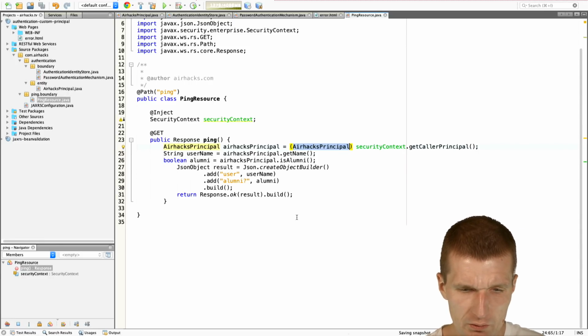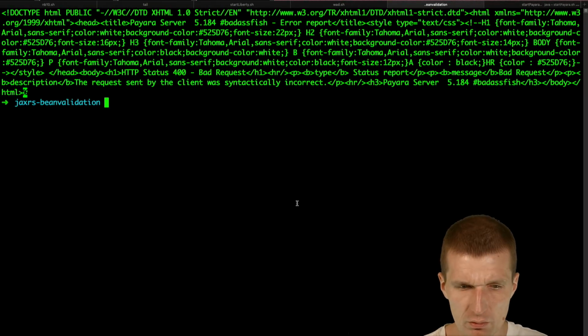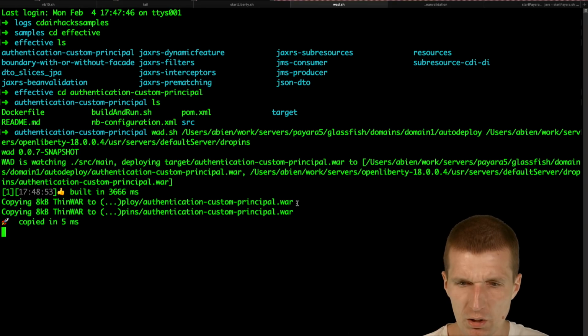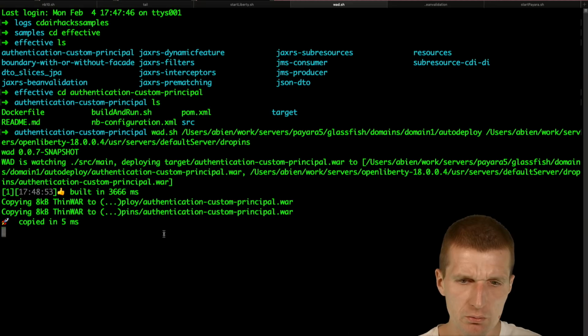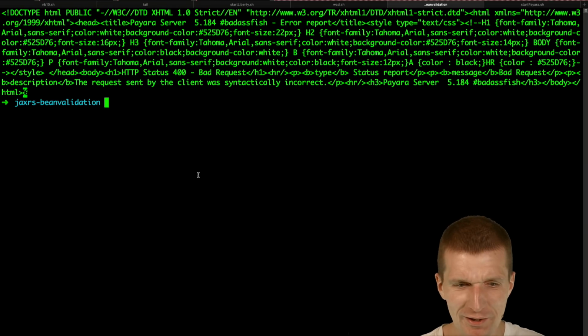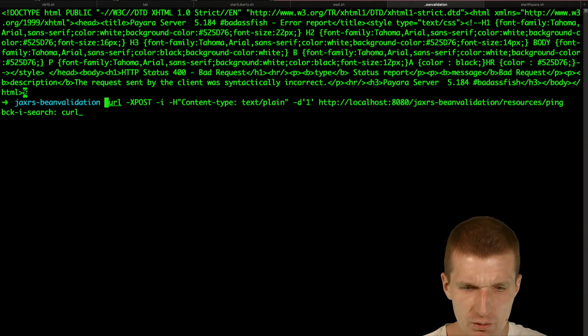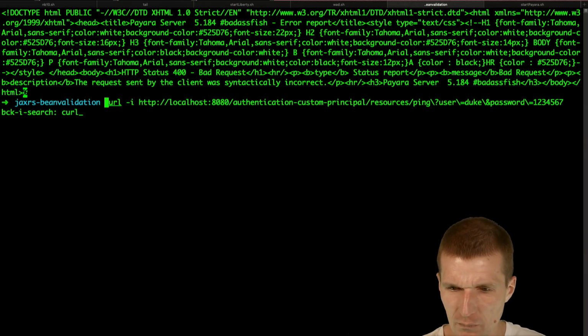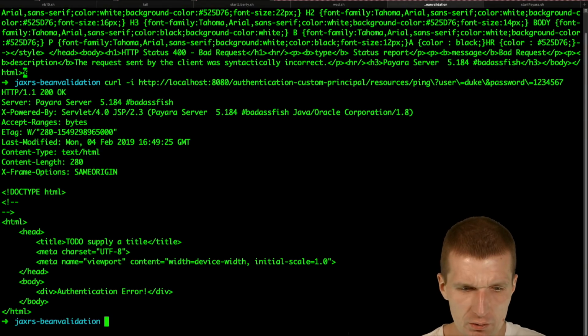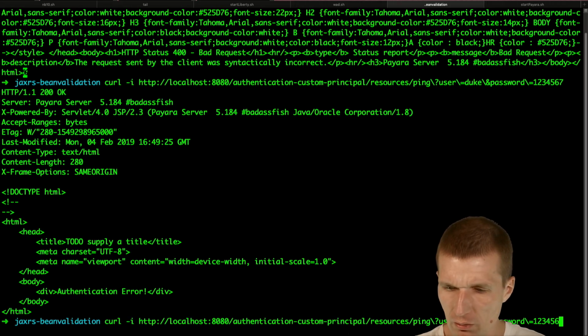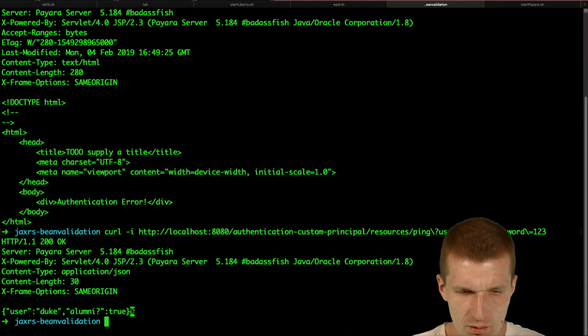So what it means is, I would like to switch to here. And by the way, we have WAD running, and WAD was started with Payara and Open Liberty. So whatever we do, it is deployed to both. And what I only have to do is to find the proper curl. And this is the one, and this is the other. So if we try this, authentication error, in 1, 2, 3, we get alumni true.